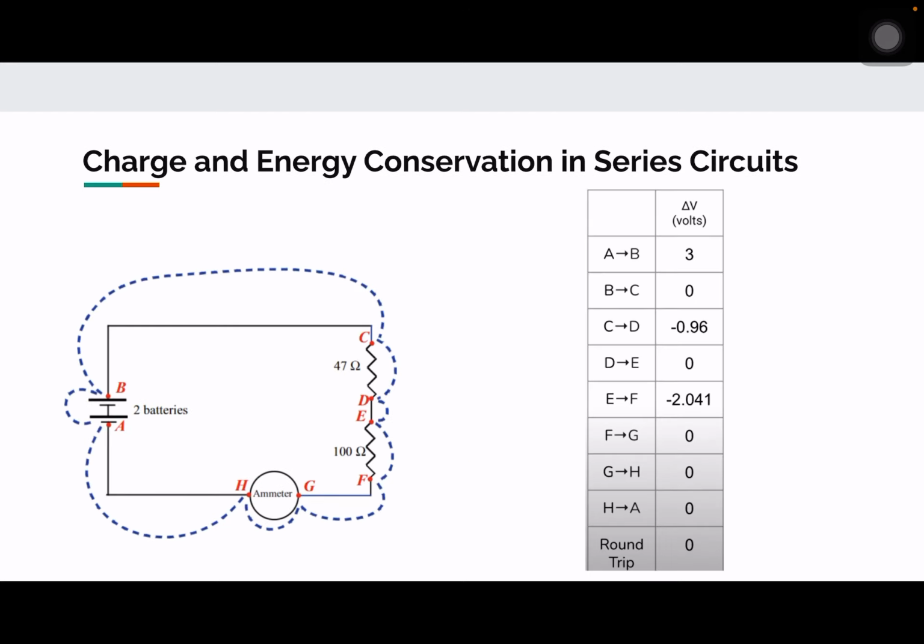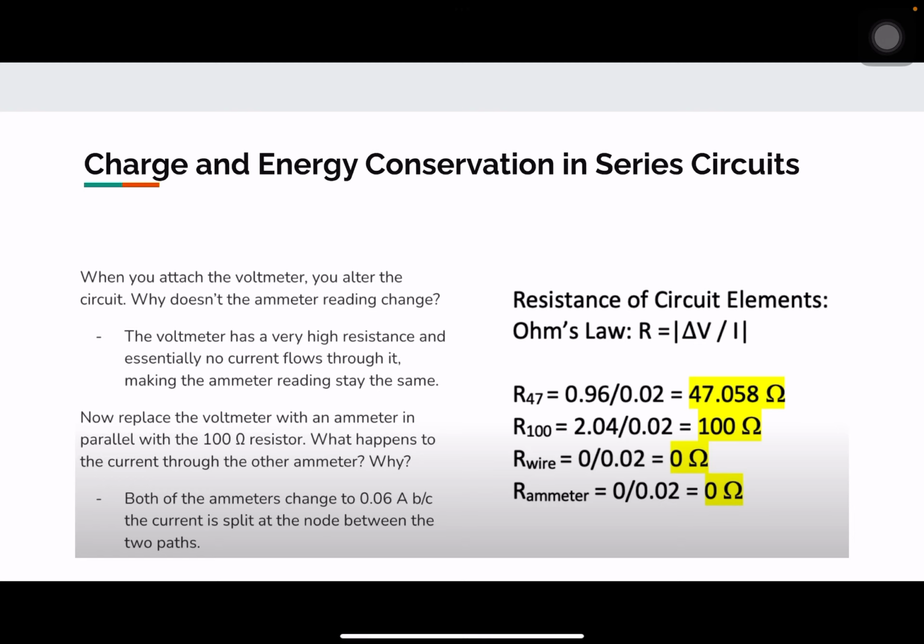So continuing the charge in series, I put my little graph at every single node at what the volts were. And as you can see, between G and A, it was 0. This is because, well, I'll explain this later in the next slide, but the round trip of the entire loop is 0 volts. So why was that?